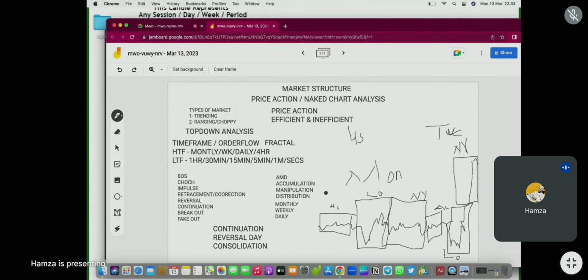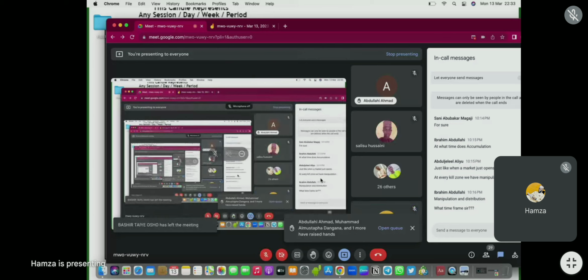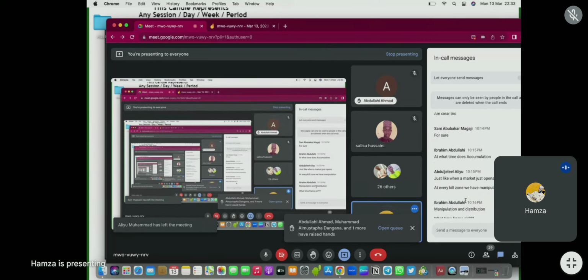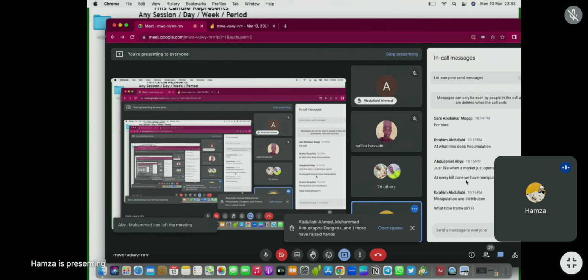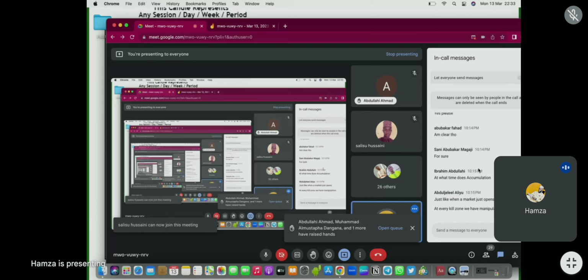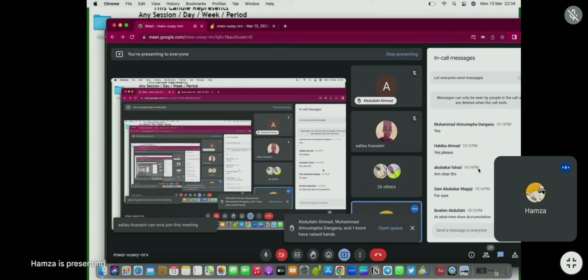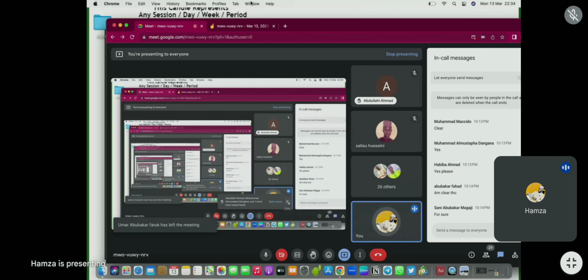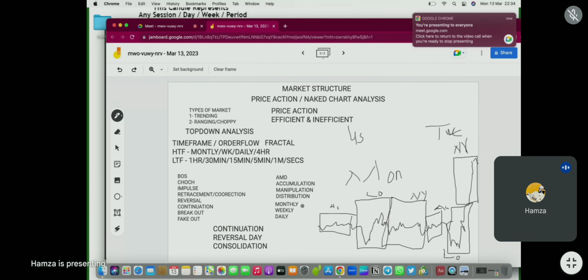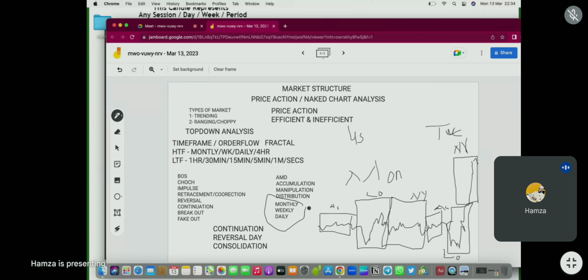Of course, there's something we call liquidity, and manipulation and distribution. What time frame? Every time frame. You will see it on every time frame. Don't worry, we'll go to the chart. It depends on the type of trader you are. That's why I said either on a daily perspective, weekly perspective, or monthly perspective. You need to know what you're looking for.